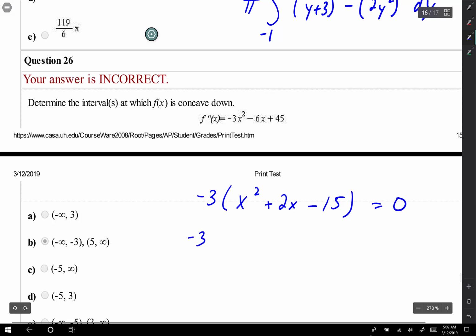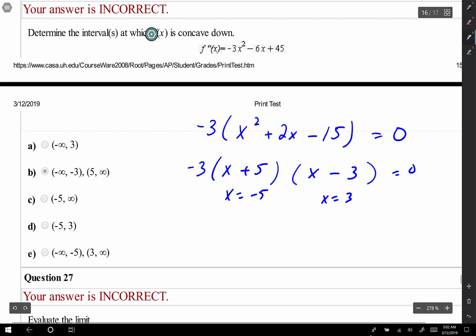So now it looks like I think it's factorable. Yeah, it is. Two numbers that when you multiply give you negative 15, but add up to 2. And that is 5 and 3. So it's going to be x plus 5, x minus 3. So I have two critical numbers, negative 5 and 3. They want to know where I'm concave down. I'm going to do my little number line. I'm going to call that f double prime. I'm going to put negative 5 there. I'm going to put 3 here.